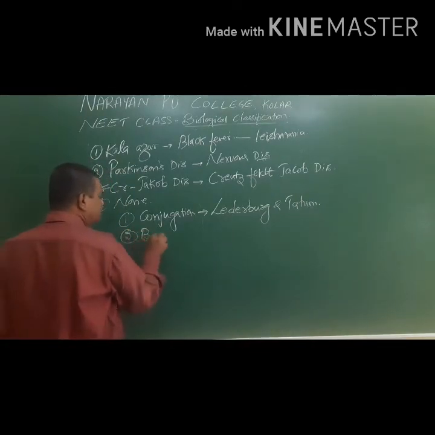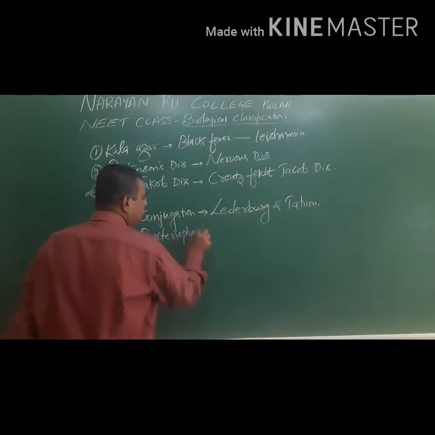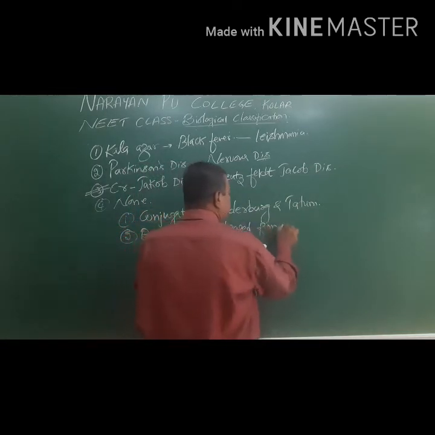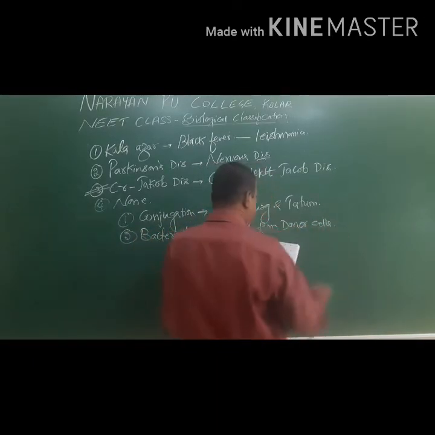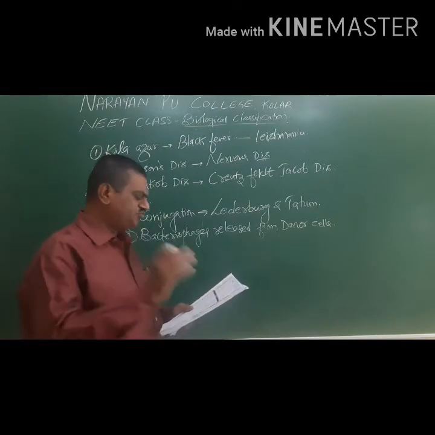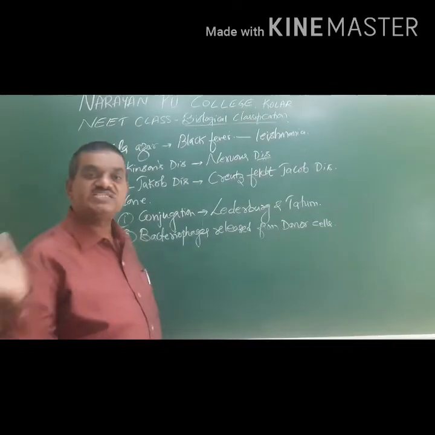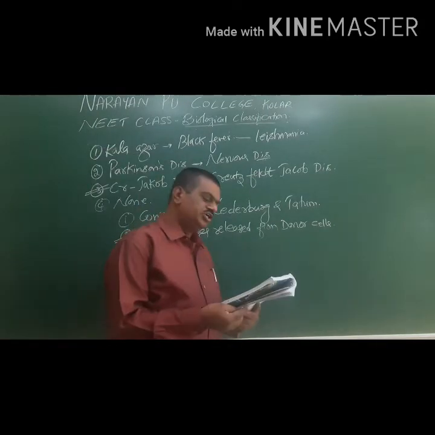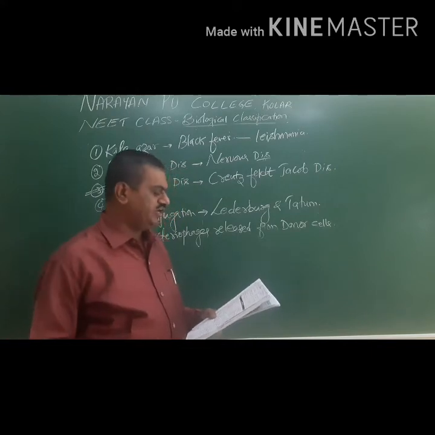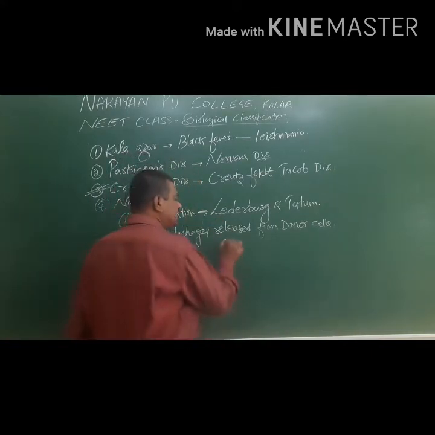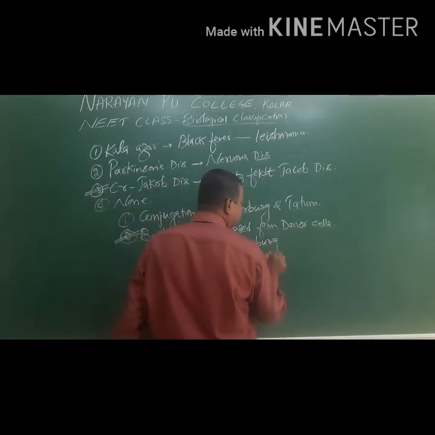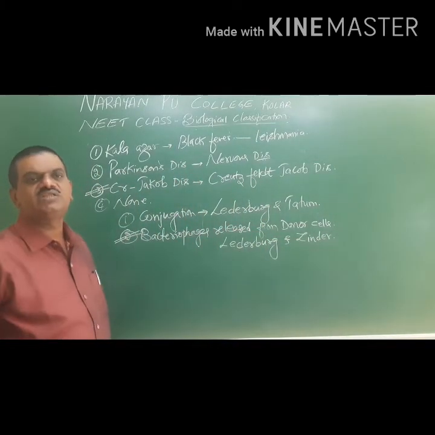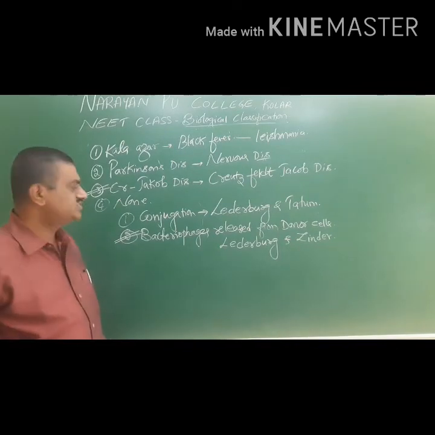The second option is bacteriophages released from donor cells. This is the transfer of genetic material by bacteriophages from one cell to another cell. This is called transduction. So the right answer is bacteriophages released from the donor cell. Transduction was discovered by Lederberg and Zinder. It is the transfer of genetic material from one cell to another by bacteriophages or viruses. So this is the answer.